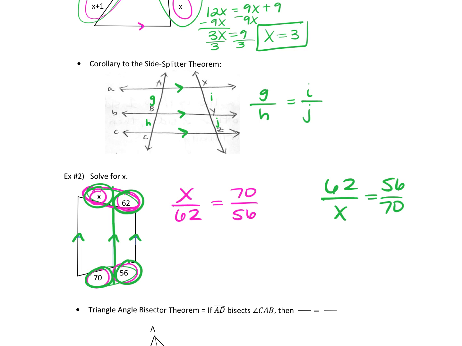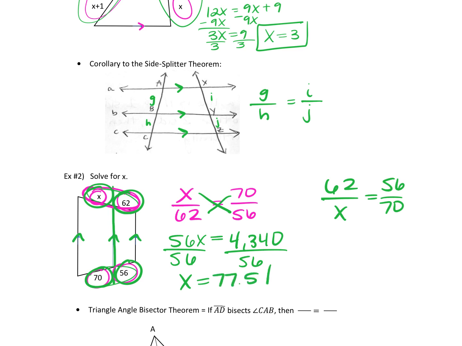This is just a cross multiply setup. So we're going to go 62 times 70. That is 4,340. And then cross the other way, that's 56x. So divide by 56. And you get x equals 77.5.